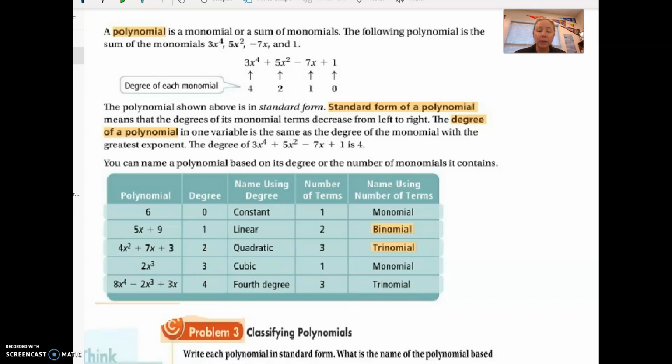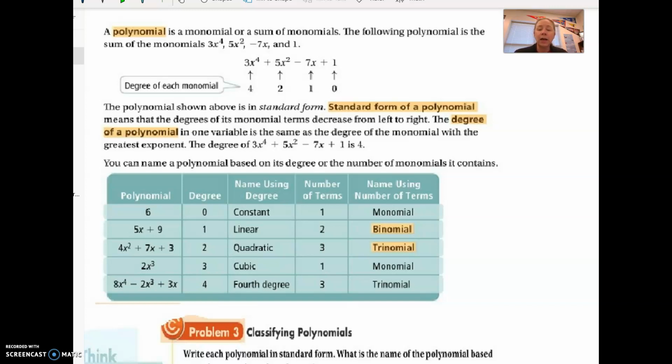If we look at the bottom example here, 4 is the highest exponent, so that would be called 4th degree, and it has 3 terms, so we refer to it as a trinomial. Anything above a trinomial just becomes the generic name polynomial.